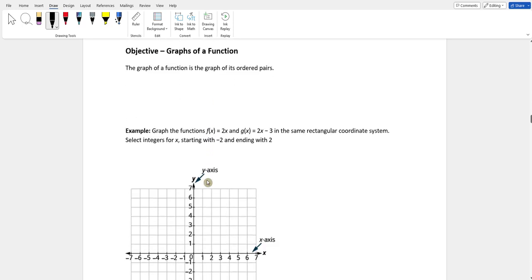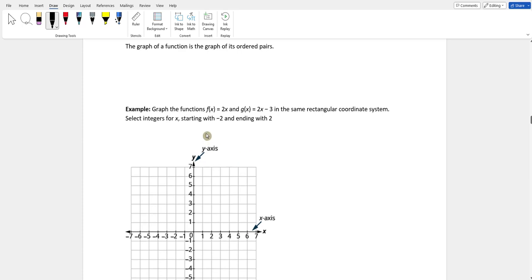So now we're going to look at graphs of a function. We're going to graph these functions by graphing their ordered pairs. So we're going to graph f of x is equal to 2x and g of x is equal to 2x minus 3. We're going to graph them on the same graph. We're going to start with x is -2 and we're going to end with x is 2.